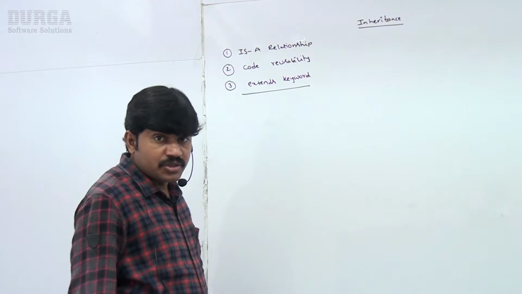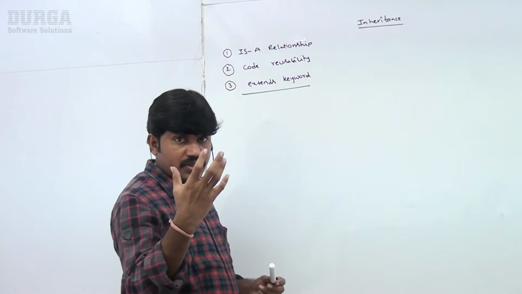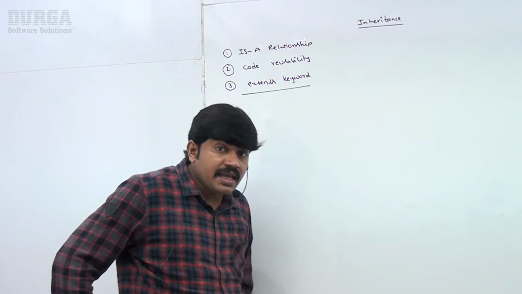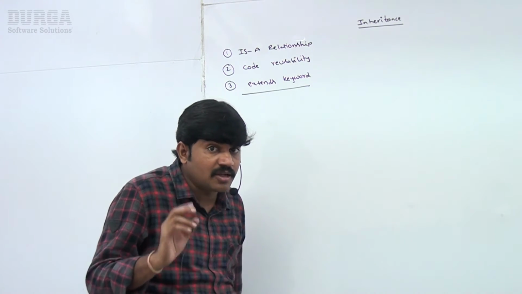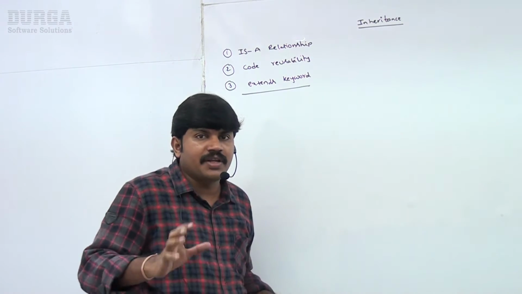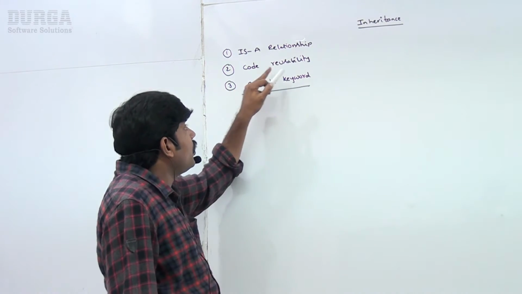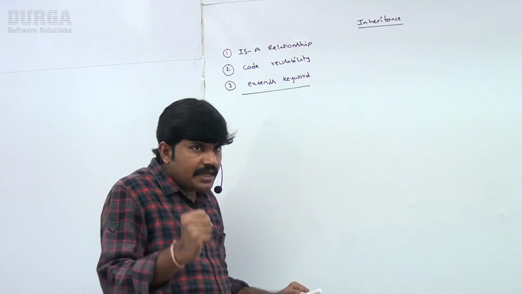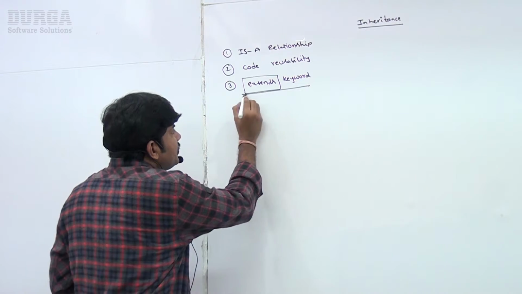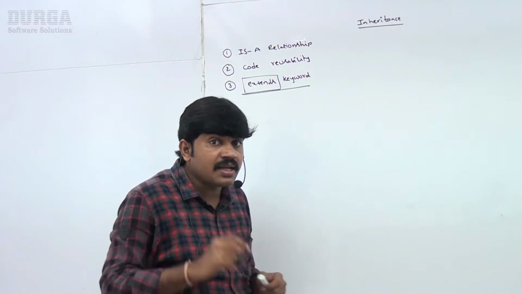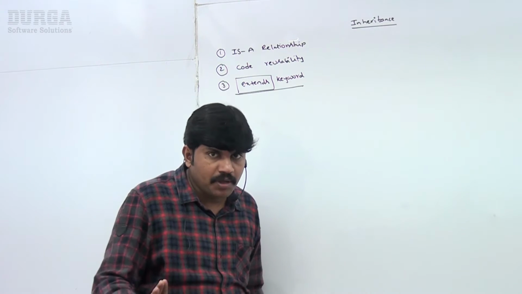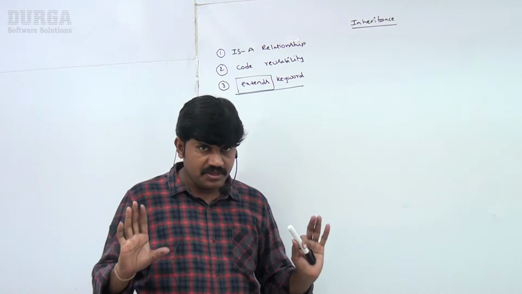So for inheritance, the thumb rules, only 3 points. What are they? First, inheritance is also known as is a relationship. The main advantage of inheritance is code reusability. Next, by using which keyword can we implement is a relationship? By using the extends keyword, we can implement is a relationship. Up to this is clear.